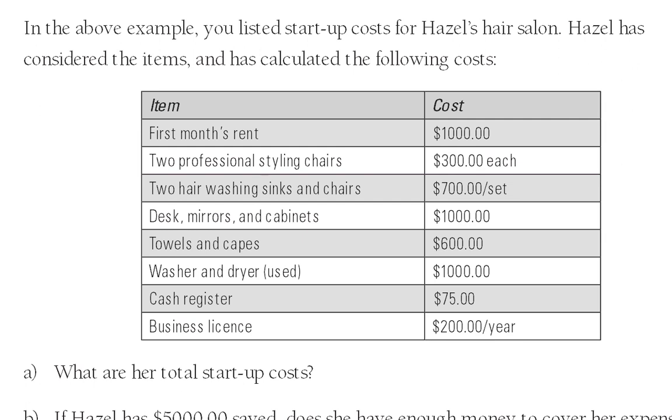Okay. In the example above, we listed startup costs for Hazel's hair salon. Now she's considered these items and has calculated the following costs. So now we're going to do the budgets. So her first month's rent, 2 professional styling chairs, 2 hair washing sinks and chairs, desks, mirrors, cabinets, all the things that we listed. And the cost is set aside there.